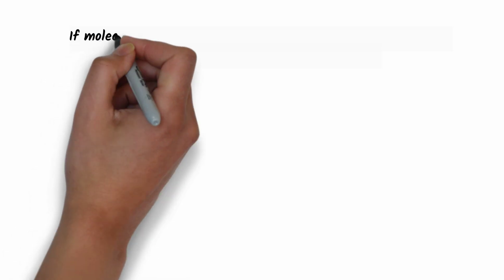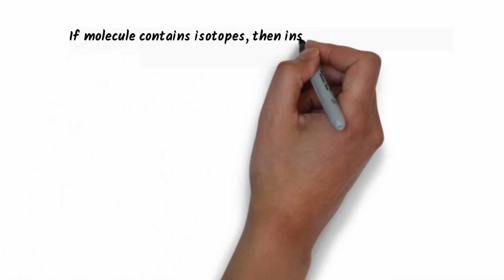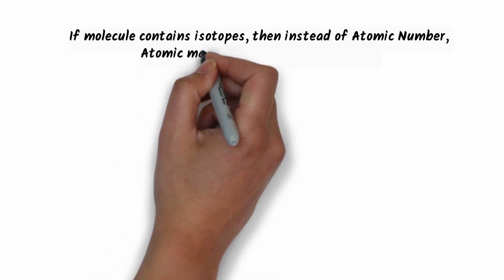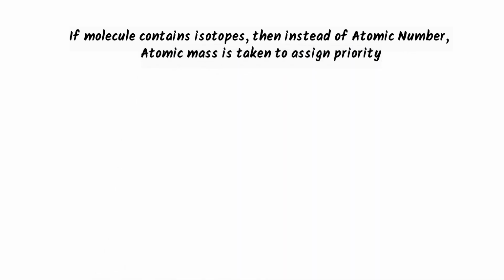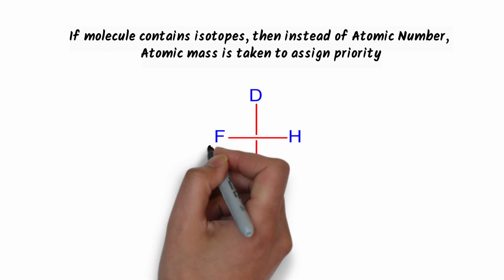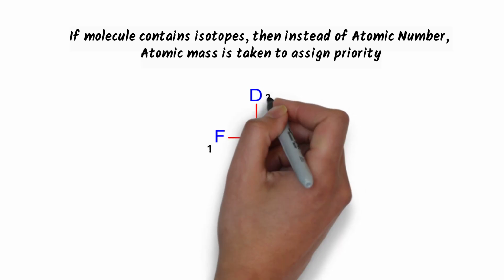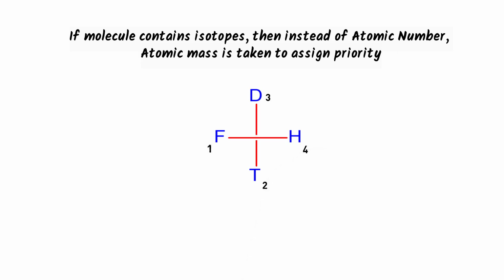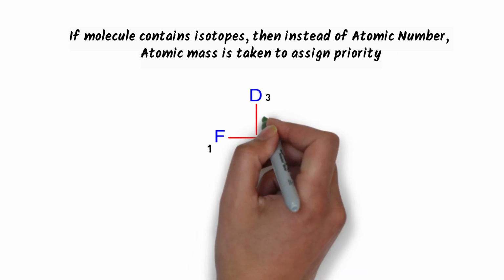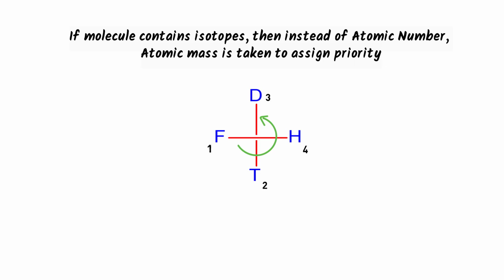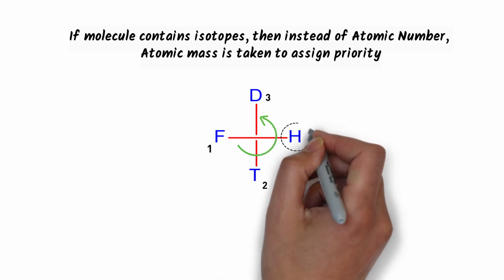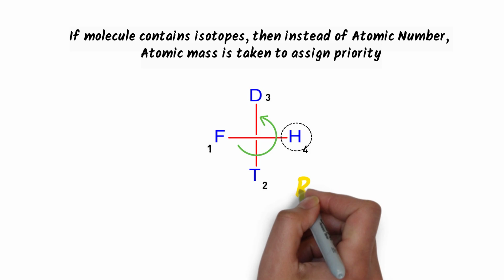Now, if the molecule contains isotopes, then instead of atomic number, atomic mass is taken to assign priority. For example, in this case, fluorine gets priority 1, and there are 3 different isotopes of hydrogen attached. So tritium gets priority 2, then deuterium, and finally hydrogen. Now as you move 1, 2, 3, it moves anti-clockwise, which should have been the S isomer, but the least priority group is placed horizontally, so it will be the R isomer.